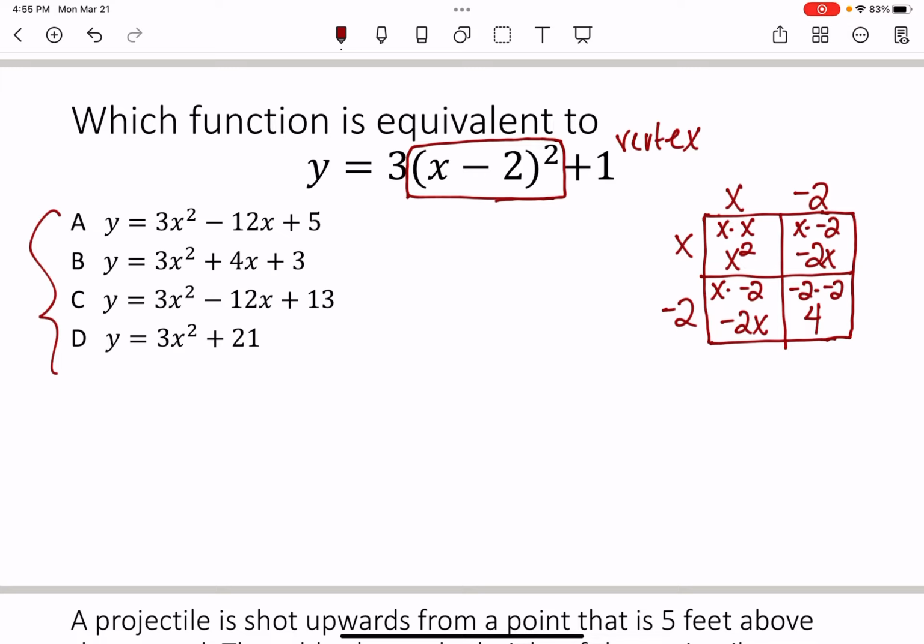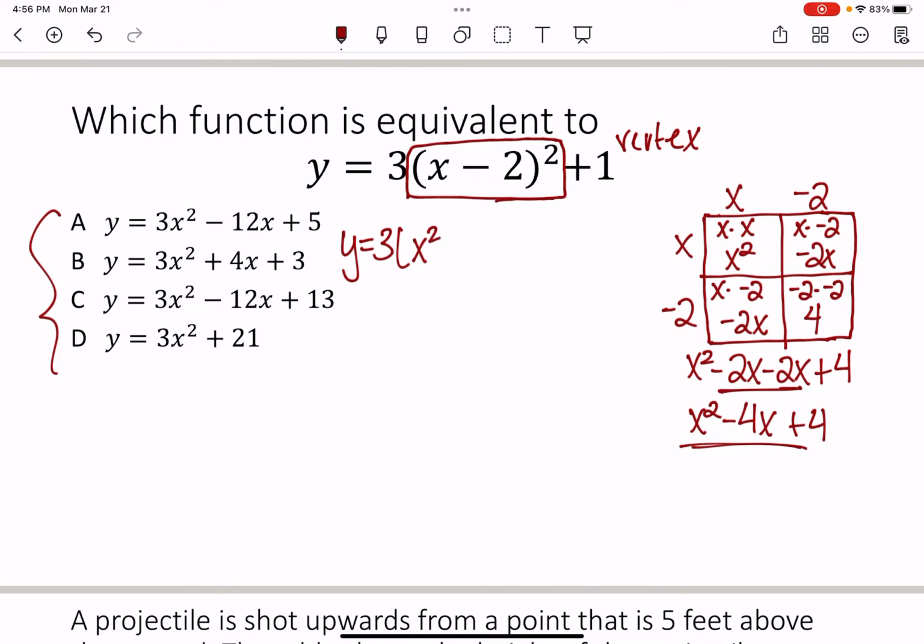Now I'm going to add up all these terms. So I have x squared minus 2x minus 2x plus 4. Then I can combine these middle terms, so that gives me x squared minus 4x plus 4. Now I go back to my equation and plug this in where I had the x minus 2 squared. So this gives me y equals 3 times x squared minus 4x plus 4 plus 1.